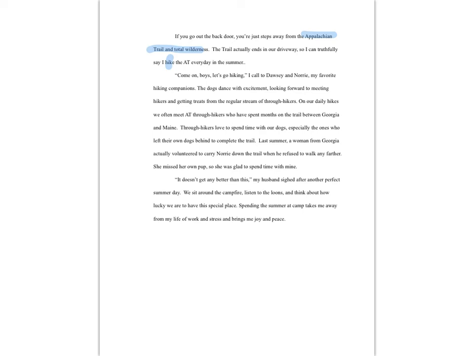Again, I have dialogue, so I'm introducing my dogs. Their names are Dazzy and Nori. And I talk about how they like to hike with me. And instead of saying the dogs are excited, I say they dance with excitement. They are looking forward to meeting hikers. We meet hikers on the trail. Last summer, a woman from Georgia actually volunteered to carry Nori down the trail. So I'm trying really hard in my writing to think about what specifically happened. What active verbs can I use to show exactly what's happening and what people are doing?